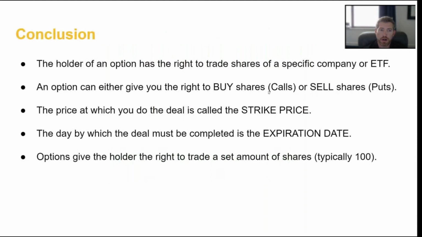So in conclusion here, the holder of an option has the right to trade shares of a specific company or ETF. The option gives you the right to either buy or sell, and that's distinguished by its call or put term. The price at which you do the deal is going to be your strike price. The day by which the deal must be completed is your expiration date. And the number of shares it controls will be typically 100 per option.